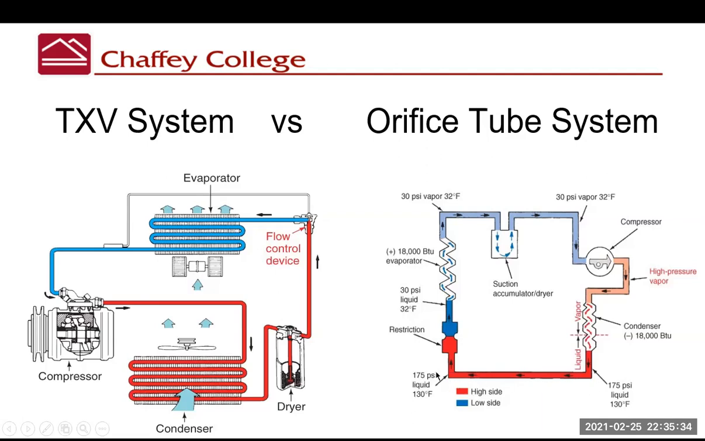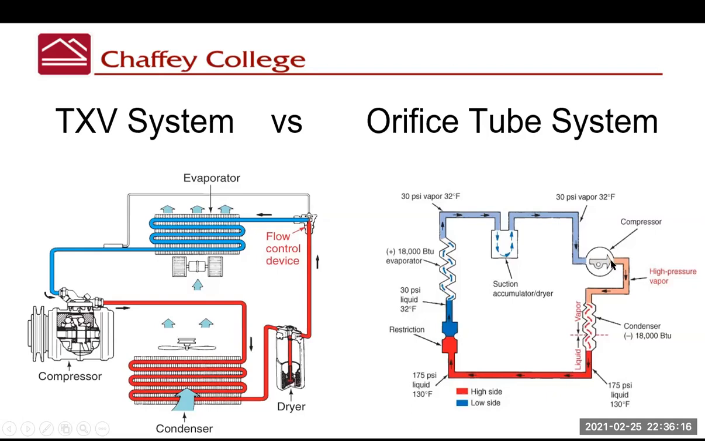Liquid then feeds into the restriction device, and when it comes out of the restriction device, it's reduced down to about 30 PSI, and now that liquid is about 32 degrees Fahrenheit, the freezing point of water. So that very cold evaporator under your dash now gets to absorb the heat as hot air from the cabin is blown across it. And it now returns to a vapor form, but it's still very cold. Now it's a cold vapor going back to the compressor.